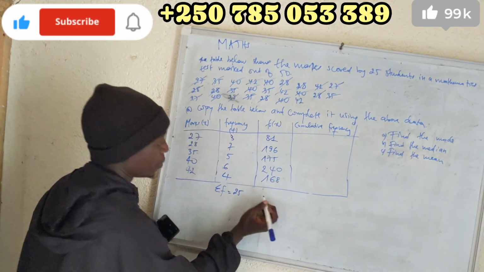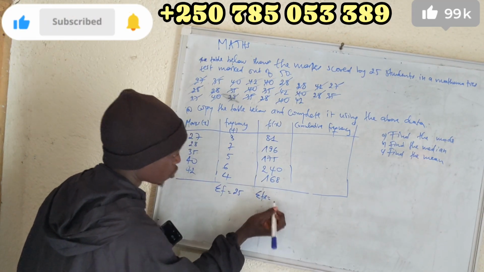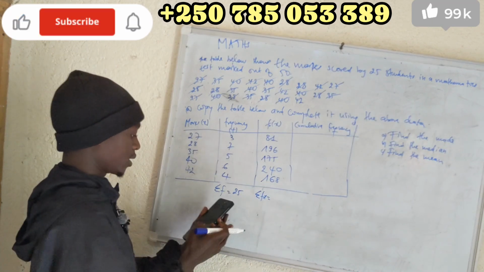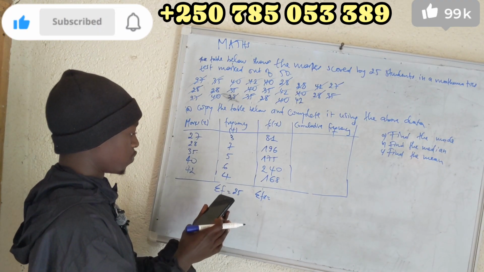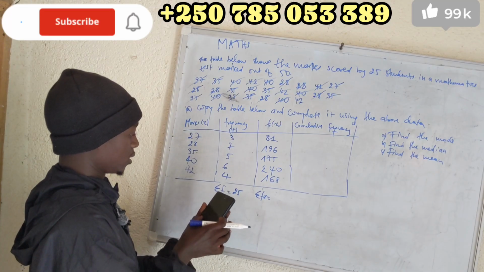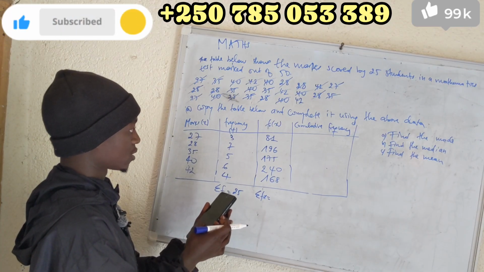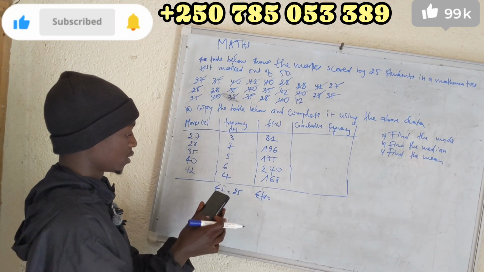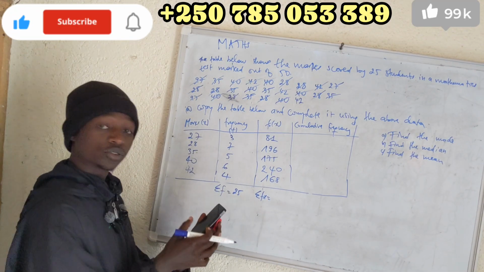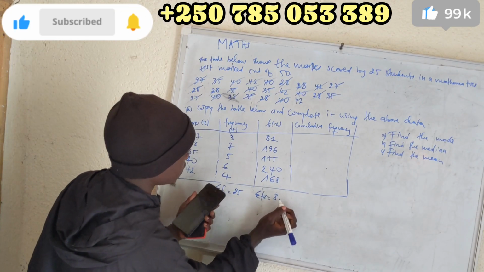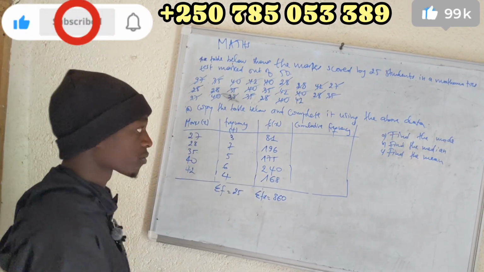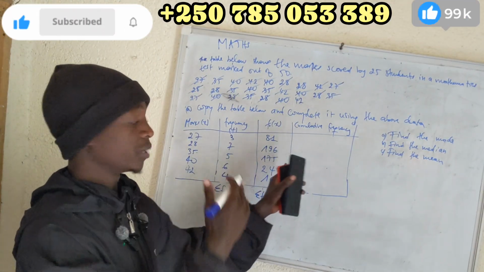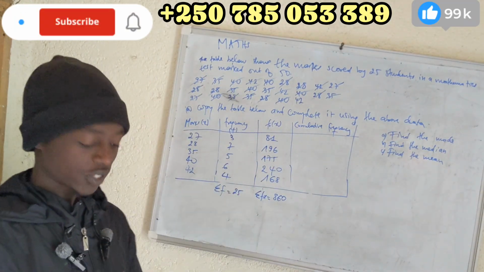So what we are going to do next is just add these numbers. The sum of these numbers should be equal to 168 plus 240 plus 175 plus 196 plus 81. We are going to get 816. And the remaining part is the cumulative frequency.